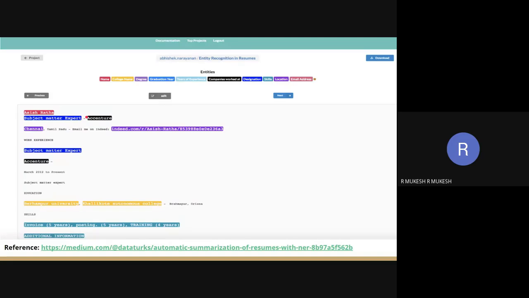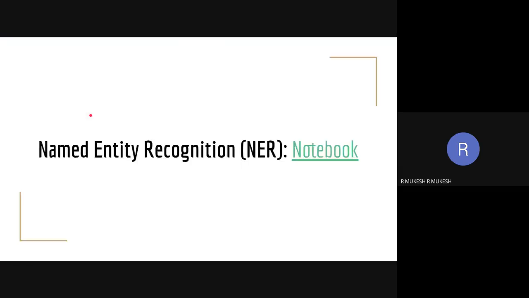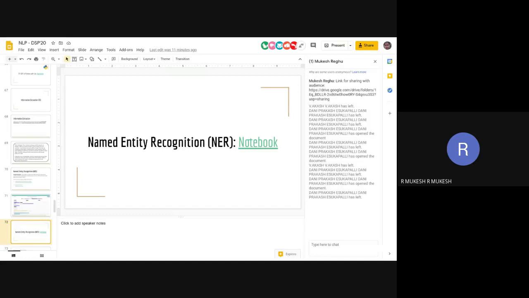But here there is still a problem, right? See, there is a subject matter expert, there is an organization name, and there is another title and another organization name. How do I know with which title which organization name goes? How do I know the relations between the entities? That is where the next task comes in. I think I have a notebook for the exact same demo I showed, which uses spaCy.